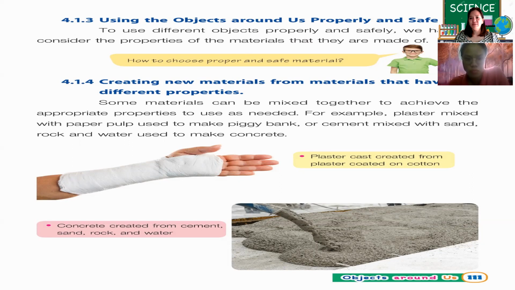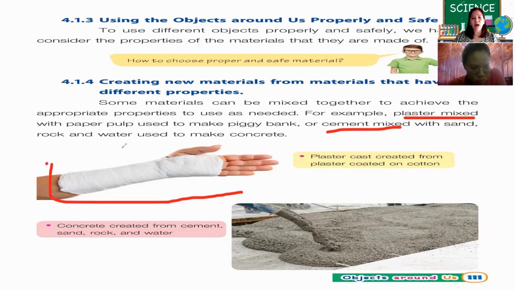Okay, great. We move to creating new materials from materials that have different properties. Some materials can be mixed together to achieve the appropriate properties to use as needed. For example, plaster mixed with paper pulp used to make a piggy bank, or cement mixed with sand, rock, and water used to make concrete. Look at the hand, this arm.